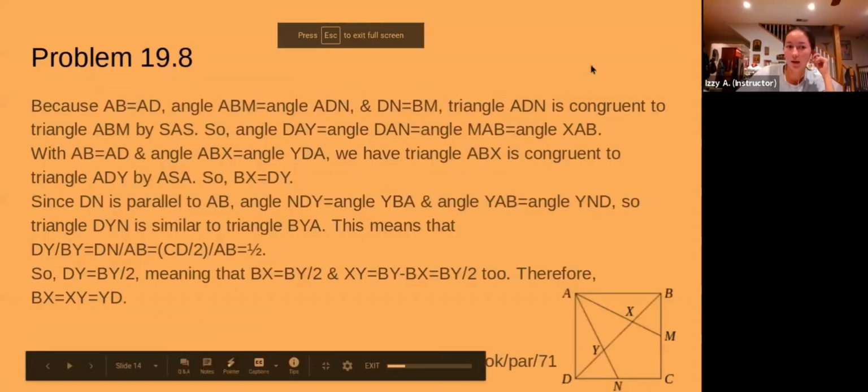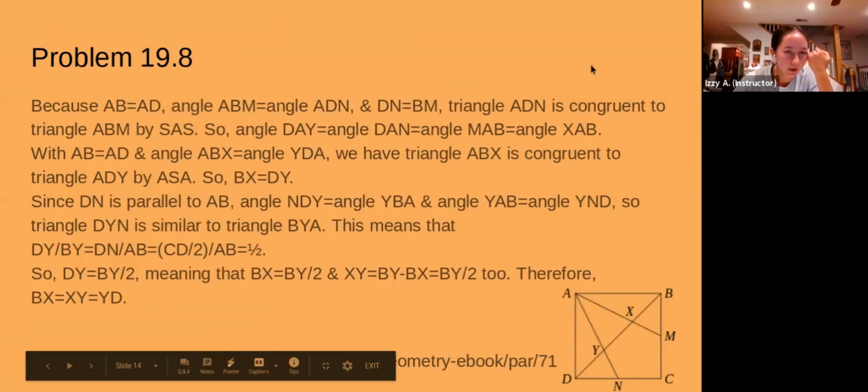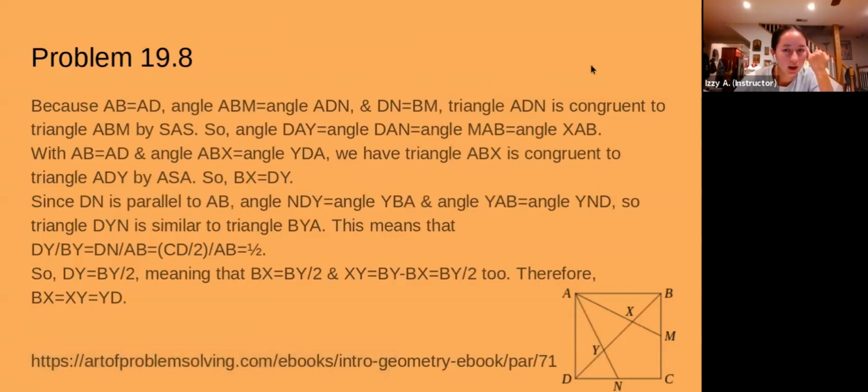So because AB is equal to AD, angle ABM is equal to angle ADN, and DN is equal to BM, triangle ADN is congruent to triangle ABM by SAS. So angle DAY would be equal to angle DAN, would be equal to angle MAB, and that will finally be equal to angle XAB. With AB equaling AD and angle ABX equaling angle YDA, we have triangle ABX being congruent to triangle ADY by ASA, so then BX would finally be equal to DY.